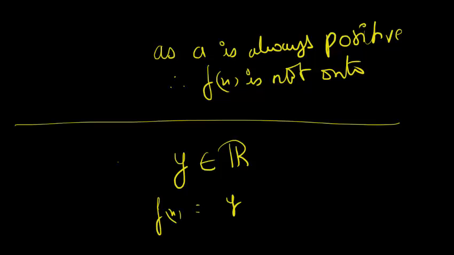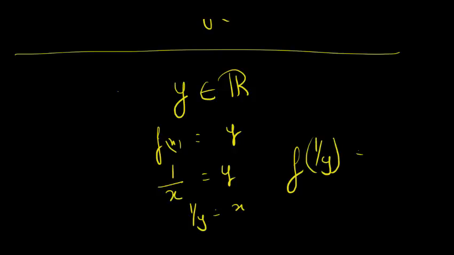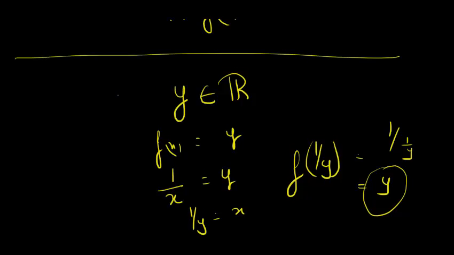And what is f of x? 1 over x, isn't it? That's the function given to me. 1 over x is equal to y, which means 1 over y is equal to x. Then I find f of 1 over y, which gives me 1 over 1 by y, which is actually y. So it is true. You getting me? So it comes out to be y, and you'll be wondering, yes, I'm getting a y, which means the function is onto, but I've just gone ahead and proved that it's not onto.